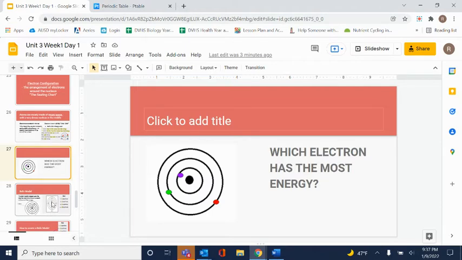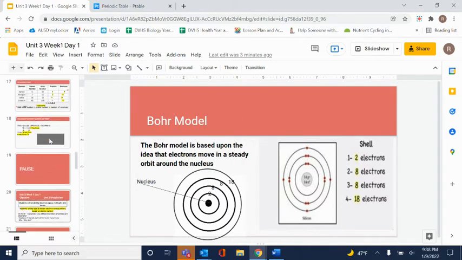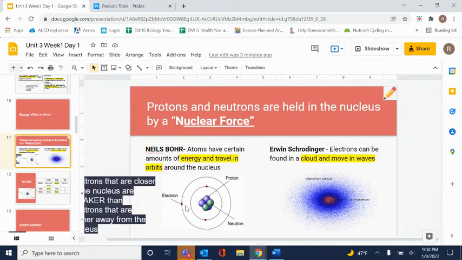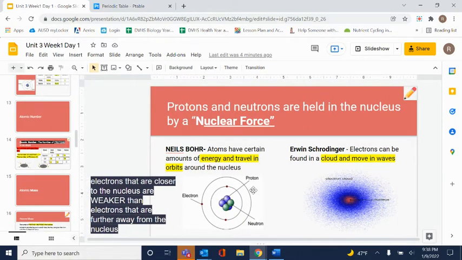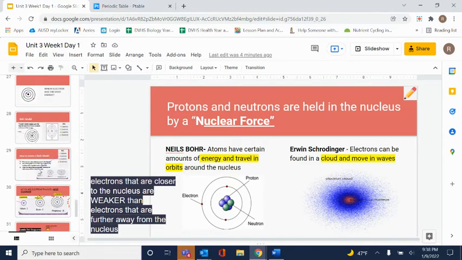Now, these diagrams that I've been showing you are called Bohr models. Bohr, it's named after Niels Bohr, from the last notes we had. He's the one that figured out that energy travels in orbits. So that's the reason why we named these electron configuration drawings after him. He also figured out that electrons closer to the nucleus are weaker, and electrons further away are stronger. So we call these diagrams Bohr models.